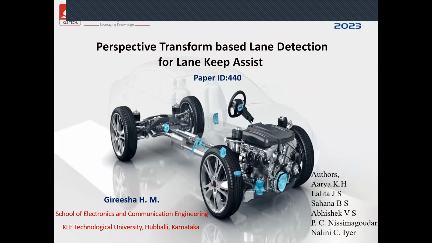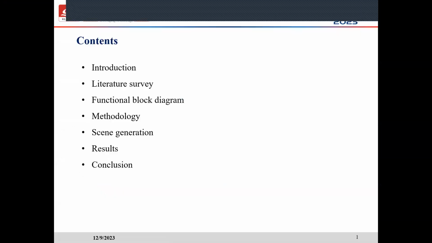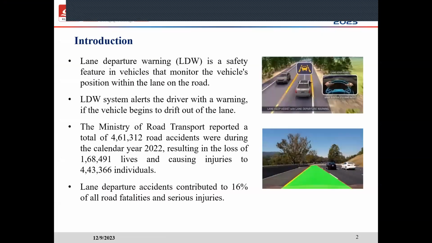Good afternoon. Our paper is named Perspective Transform Based Lane Detection for Lane Keep Persist. We researched our project on a lane detection algorithm using image processing algorithms. So what is lane departure warning? It is a safety feature in ADAS technologies in autonomous vehicles. ADAS refers to advanced driver assistance systems, which are helpful for vehicle safety and comfort.